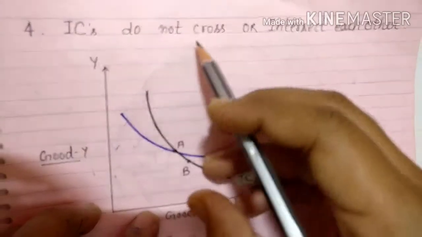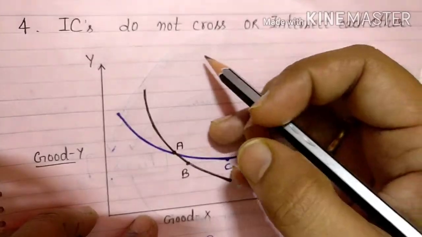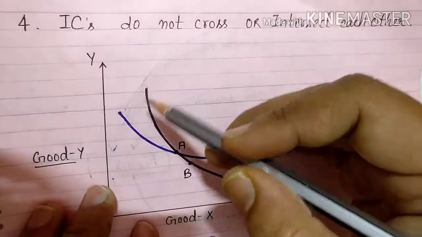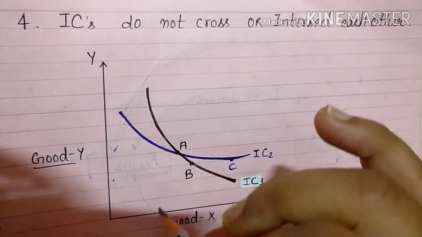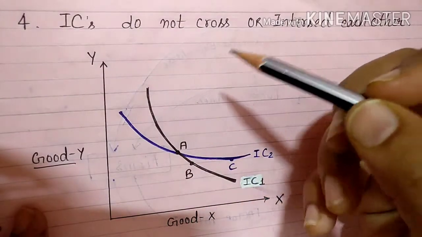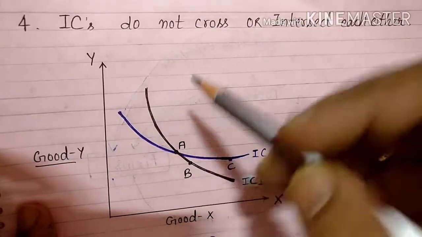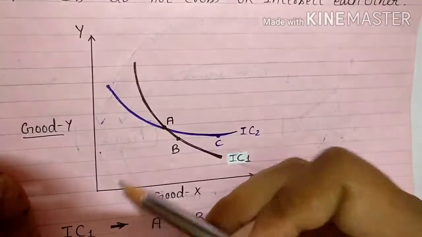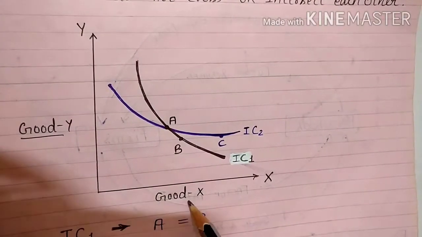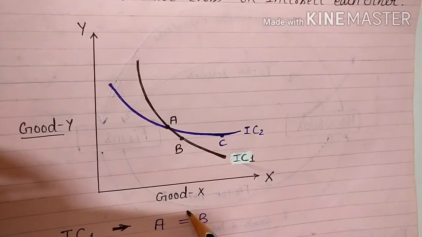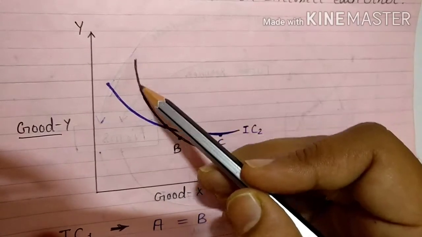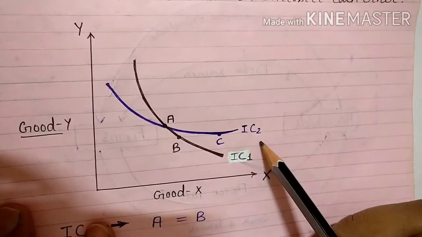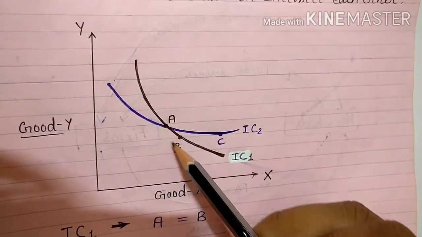In order to prove this property, we first assume that there are two ICs and they are intersecting each other. We are assuming, and then we will prove that they can't intersect or cross. So first we have assumed that the two ICs are crossing each other. Just check here. This is the Y axis, X axis, good Y, and this is good X. We have drawn a combination here. This black line is IC1. This blue line is IC2.